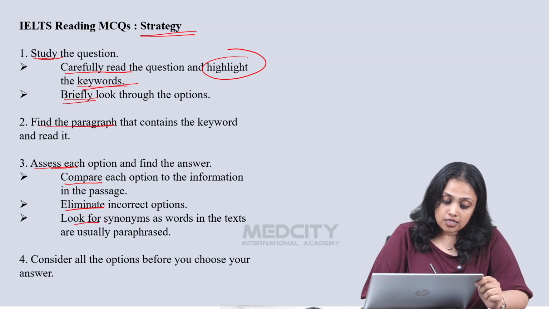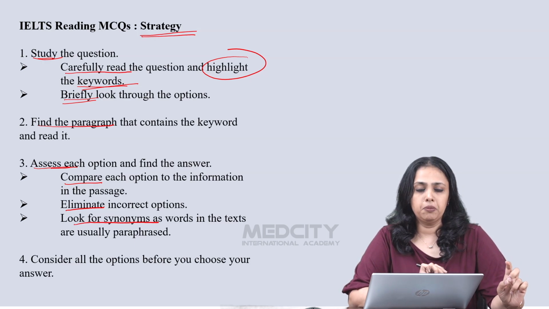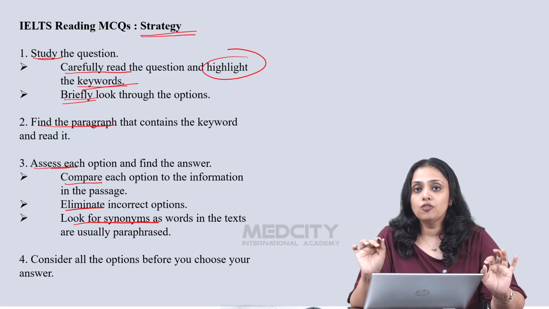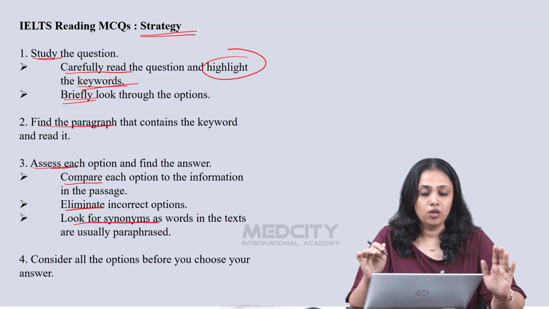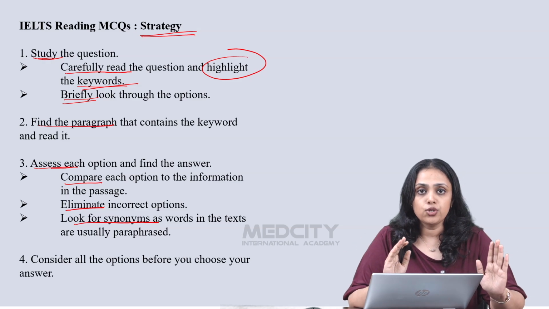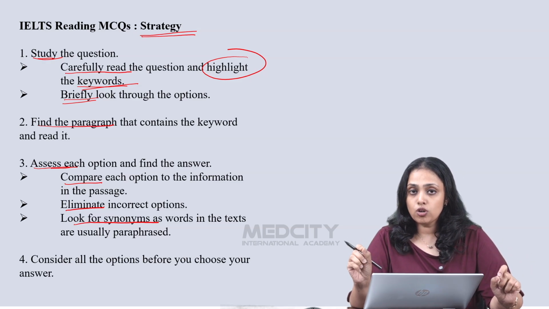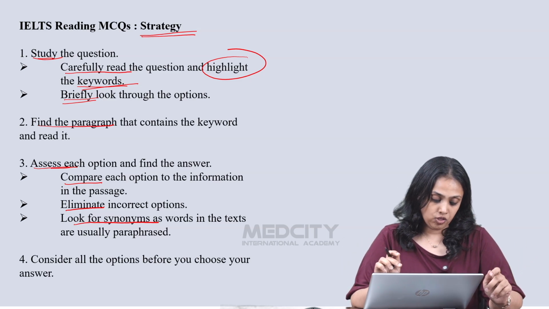Then look for synonyms, as words in the text are usually paraphrased. This also you have to keep in mind. You should not go for a word-to-word match. It's not necessary that you'll find the same words that you see in the options in the text. No, mostly it will be paraphrased. So that also you have to keep in mind. Synonyms will always be there. So don't just focus on finding the exact same word in the text as you see in the options.